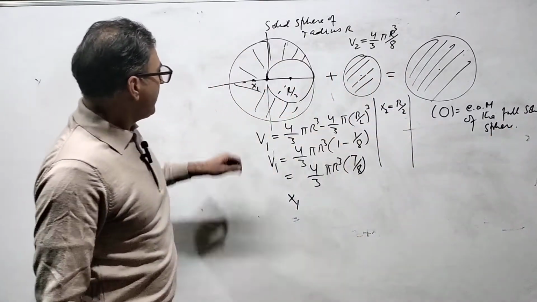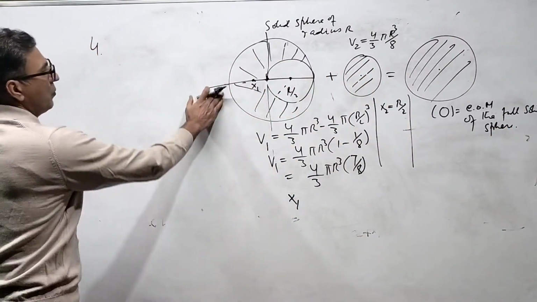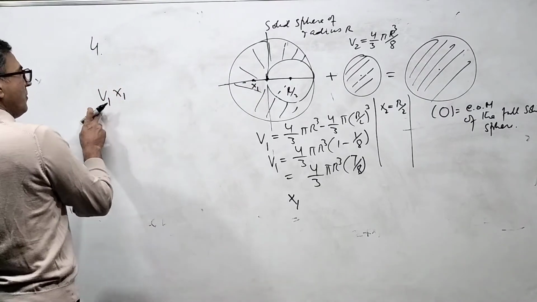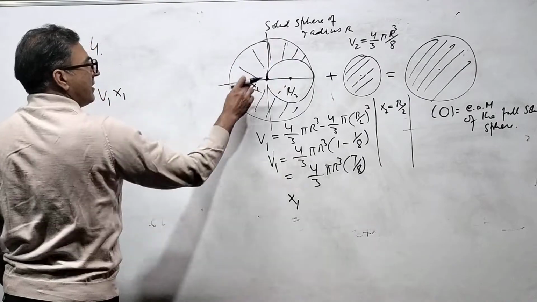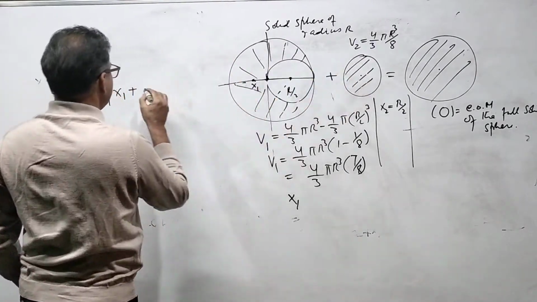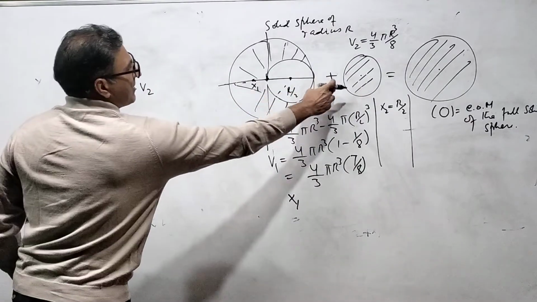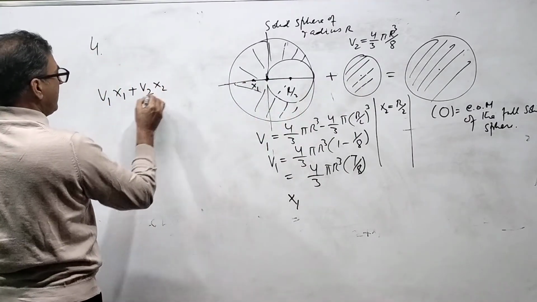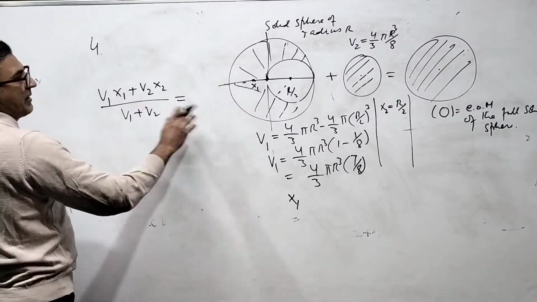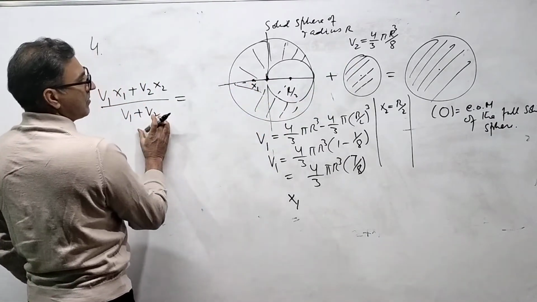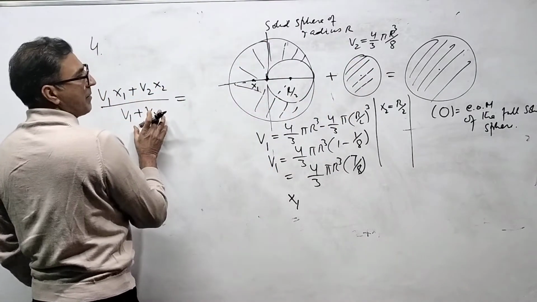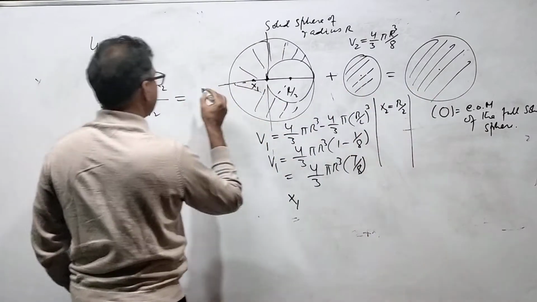What do I have to find? I have to find this x1. So let me use the rule: V1 x1, the volume of this partial sphere times its center of mass, plus V2 times its center of mass x2, divided by V1 plus V2, is equal to the center of mass of these two bodies combined, which is 0 here.